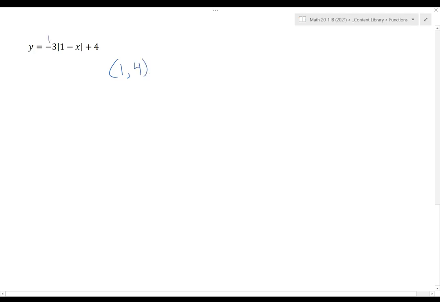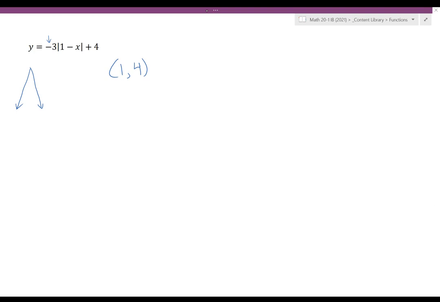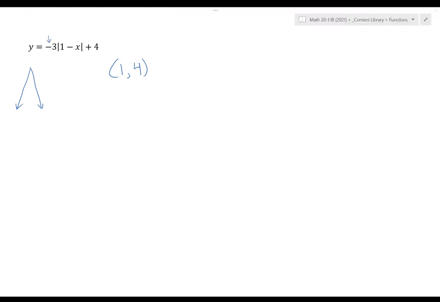I can also tell from the -3 that this is going to be opening downward, and the slopes are going to be positive and -3. But let's find specifically the two equations that we have. So I use x equals 1 as my jumping off point. If x is less than 1, then 1 minus x is actually going to be greater than 0. So be really careful with this because we have a tendency to want to say, oh, if I'm on the left, then it's going to be negative. If I'm on the right, it's going to be positive.